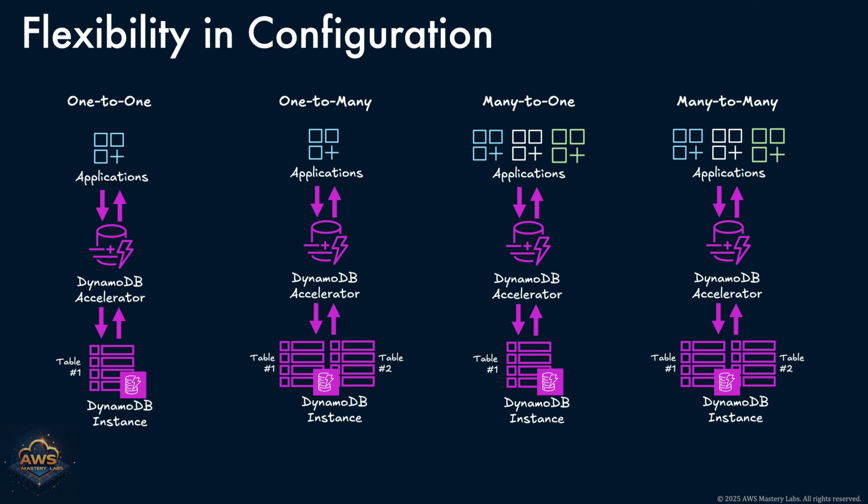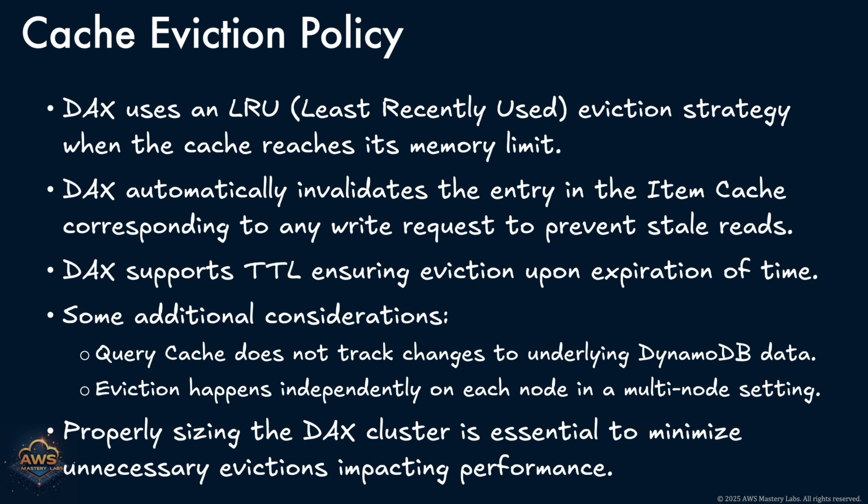In summary, DAX offers powerful caching benefits across a wide spectrum of integration patterns, from simple one-to-one setups to complex many-to-many ecosystems. This flexibility allows you to optimize both performance and architecture based on your application's unique needs. Cache eviction in DynamoDB Accelerator, DAX, is managed through an automatic process that ensures efficient memory utilization while maintaining fast access to frequently used data.